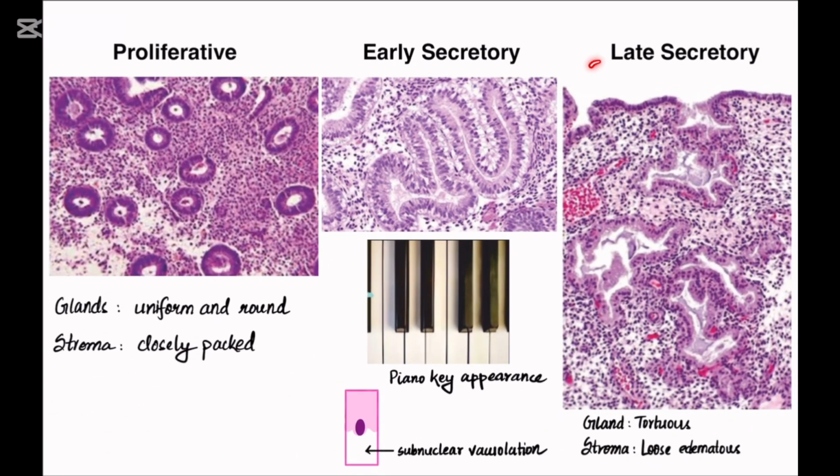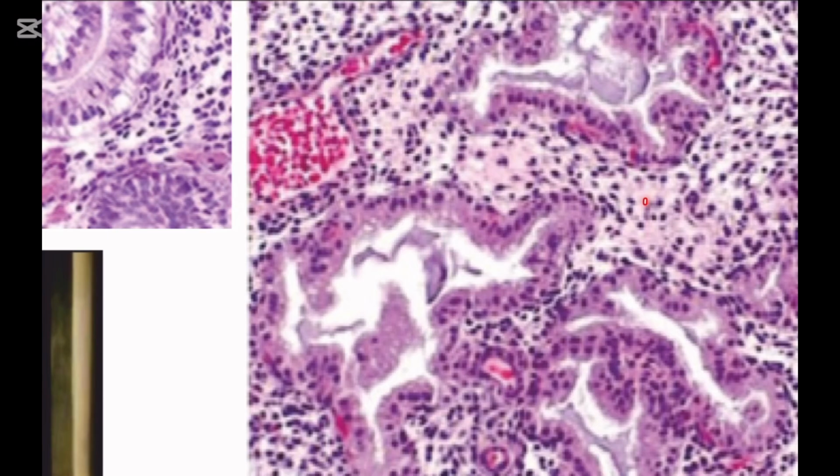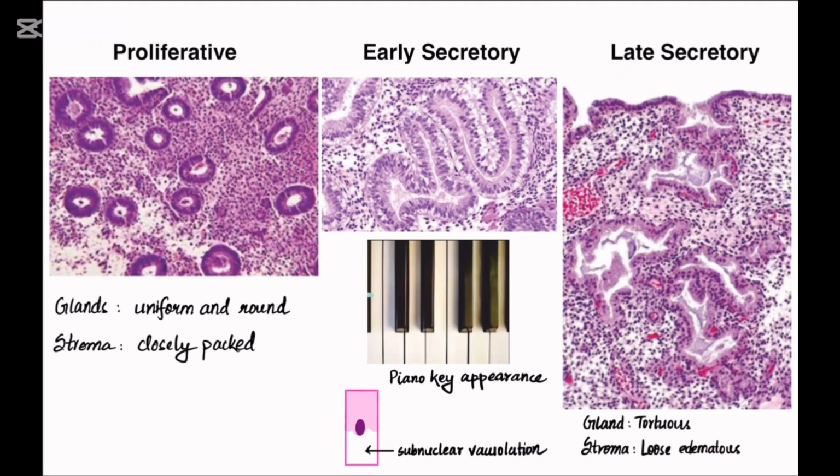And then you have the late secretory, where the gland becomes even more tortuous. The secretion has been put into the cavity of the acini. And then the stroma, you can see that it is comparatively loose due to edema. It is edematous.